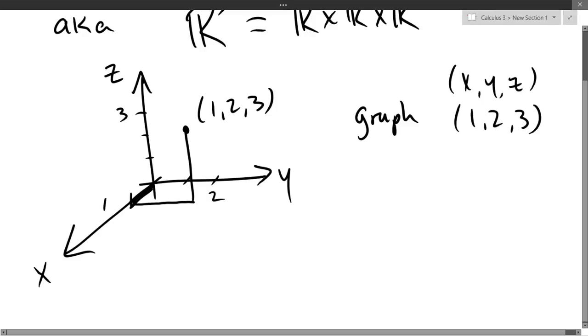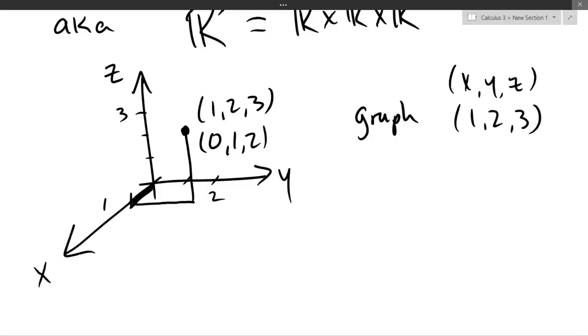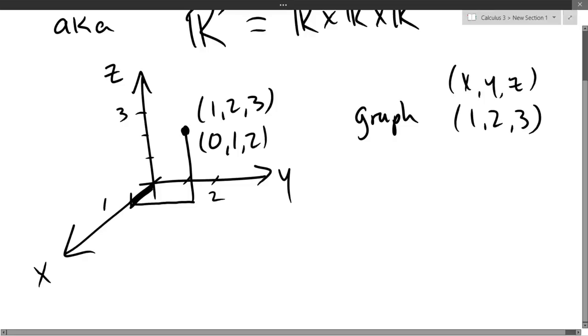Where I graph that point, it looks like maybe that's 0, 1, 2 also, doesn't it? The problem is we're trying to graph three dimensions on two-dimensional paper. So I could actually pick a lot more points that would look like they'd be graphed right there, because you can't see depth on your paper. So because of this, we're not going to generally graph very much in three dimensions.